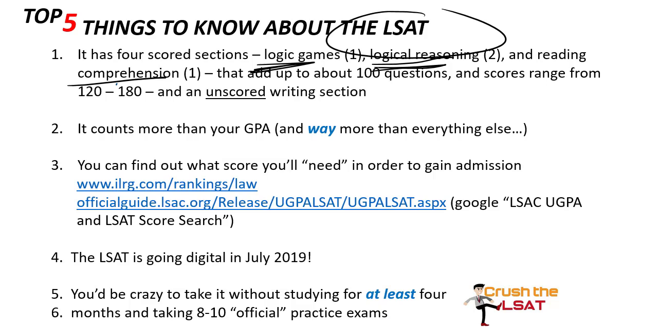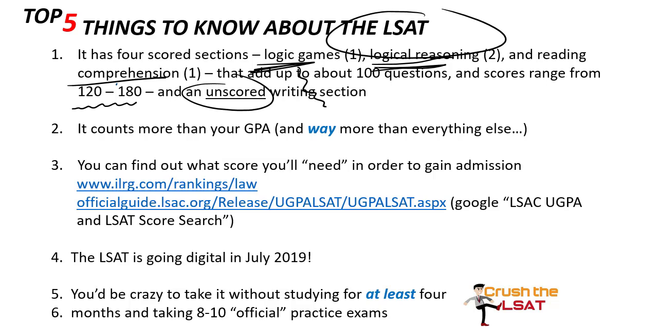The scores themselves range from 120 to 180. A perfect score is a 180. Very, very difficult to get. The LSAT also has a writing section. It is unscored, not scored in any way, doesn't count toward your 120 to 180 score on the test. It's not a section to spend much time at all worrying about. But the other 4 sections, here are some numbers you should know about.